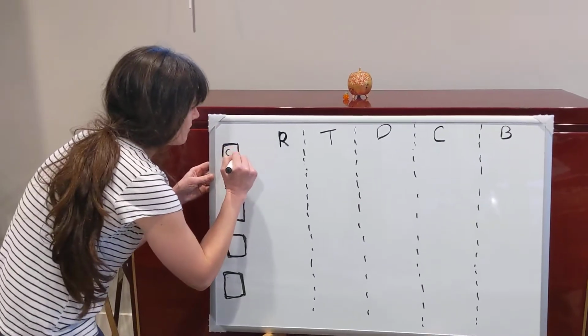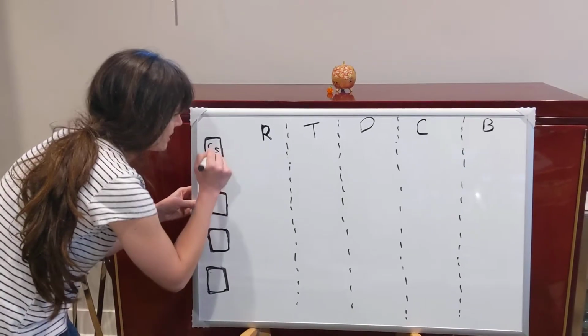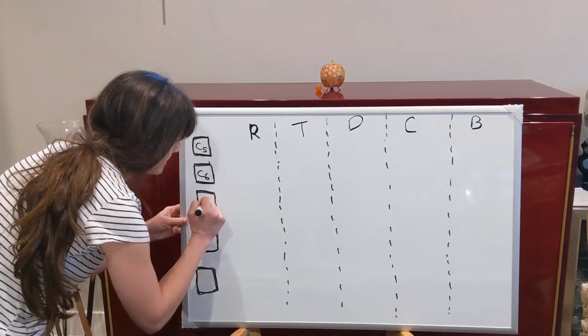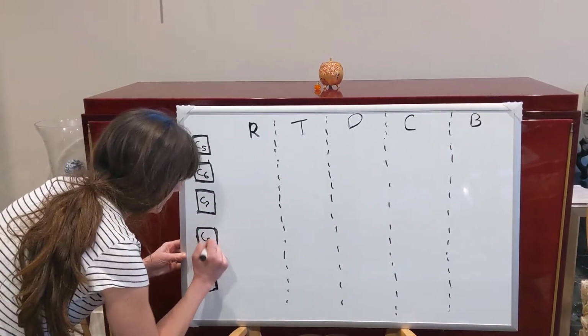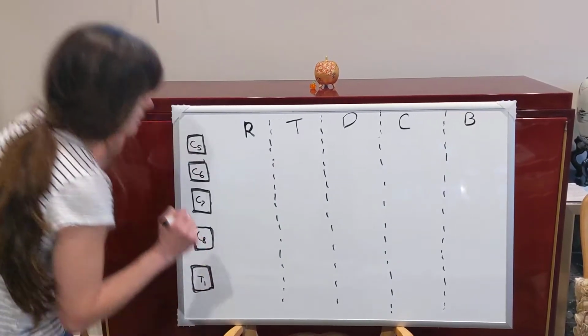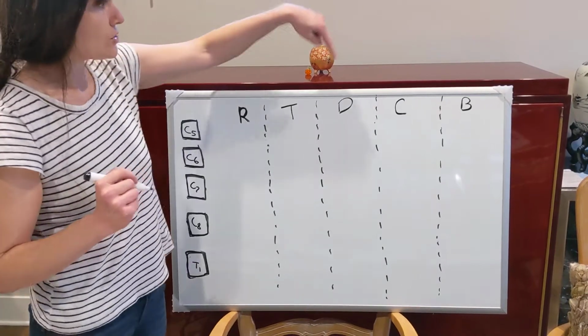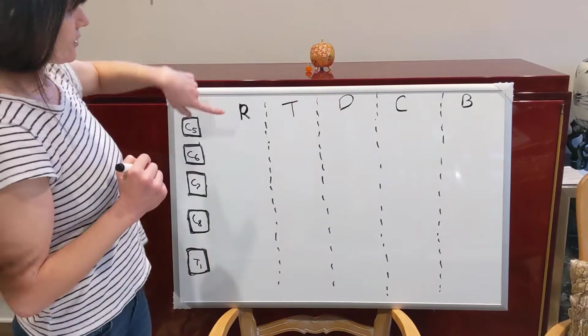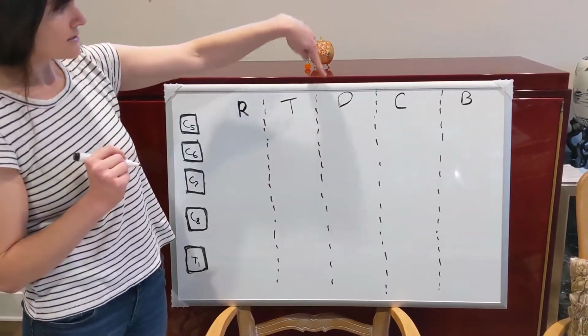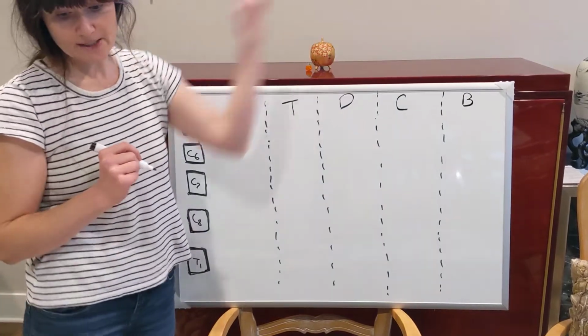So here we have drawings of vertebrae, so C5, C6, C7, C8, and T1. And then we have up here, remember to drink cold beer. It stands for root, trunk, division, cord, and branches.